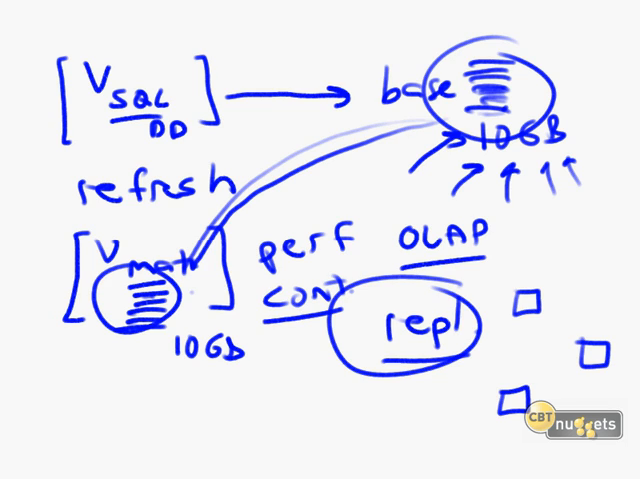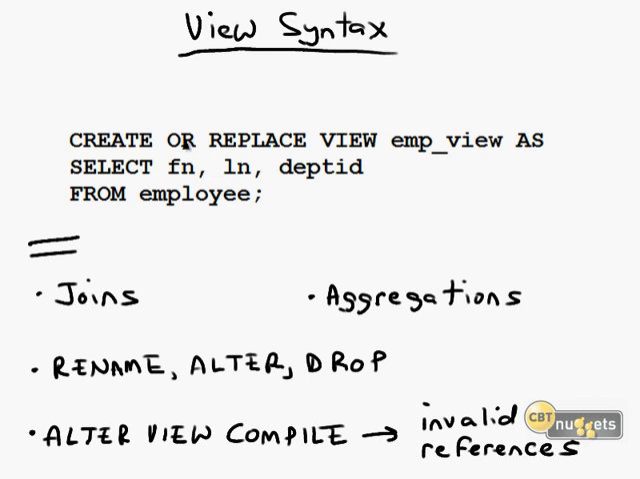We have DBMS_MVIEW and also DBMS_ADVISOR that we can periodically call to make sure that our stored rows in our materialized view match what is in related base tables. Now then, let's have a look at view syntax.